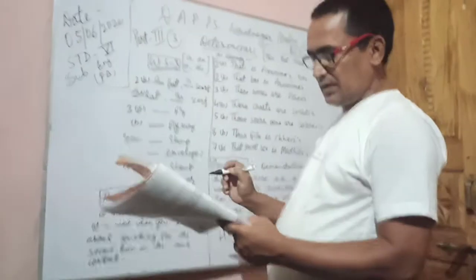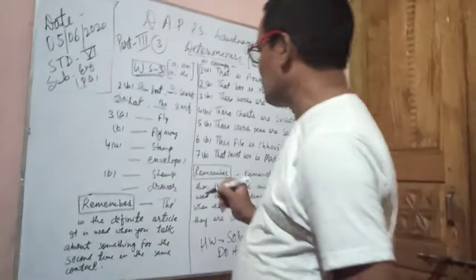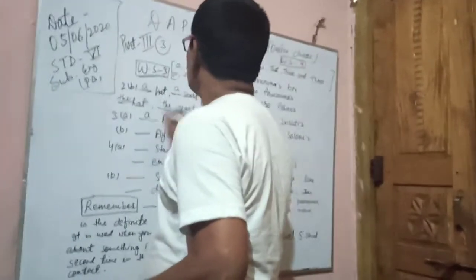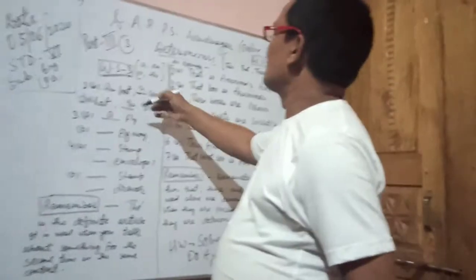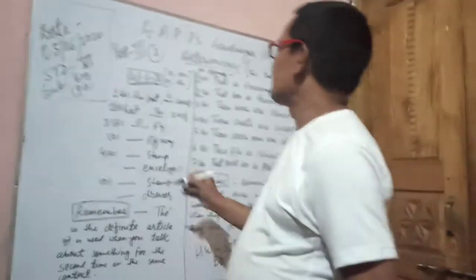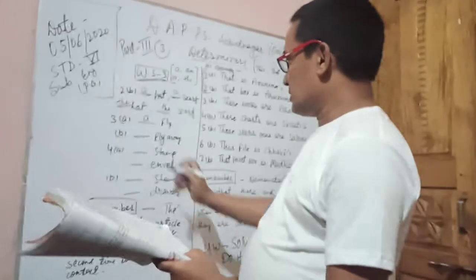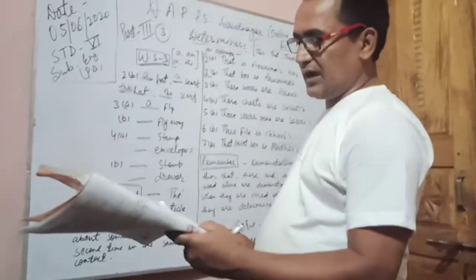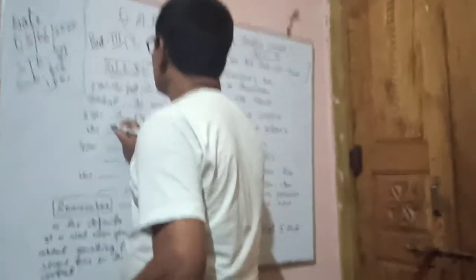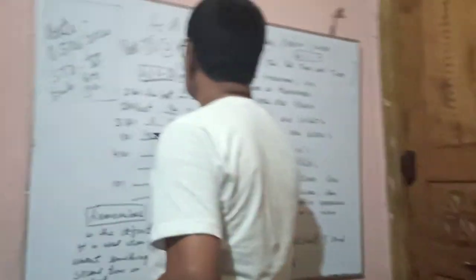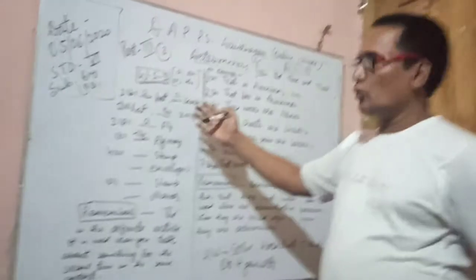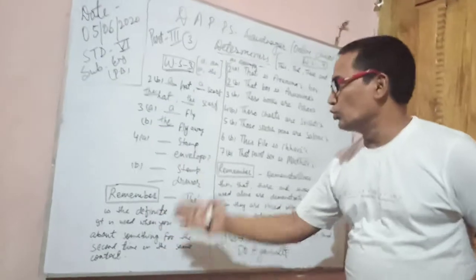Question 3a, there is a fly. You have to put here the article a. Second time in the same context, 3b, let him drive the fly away. Observing this rule, you have to put here the article the.